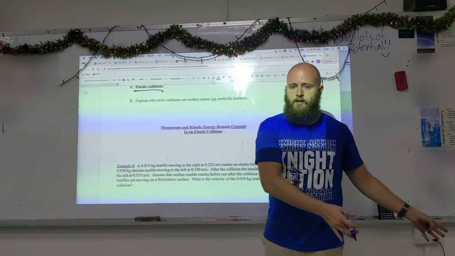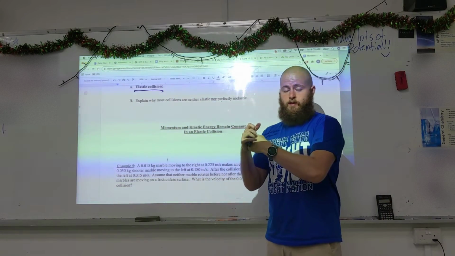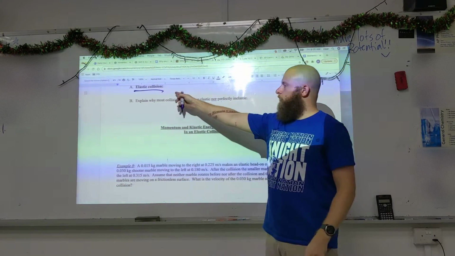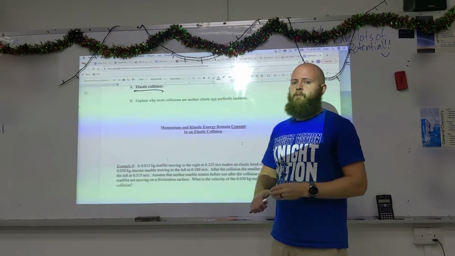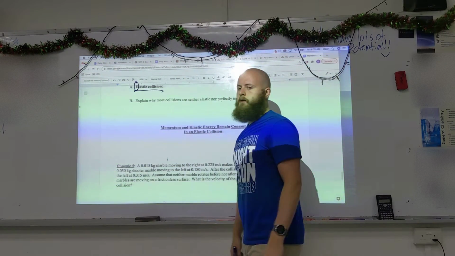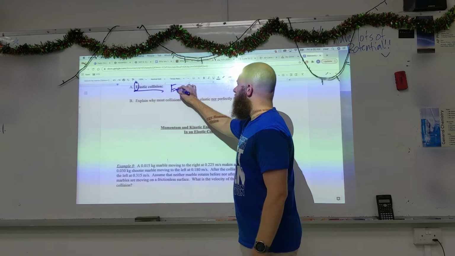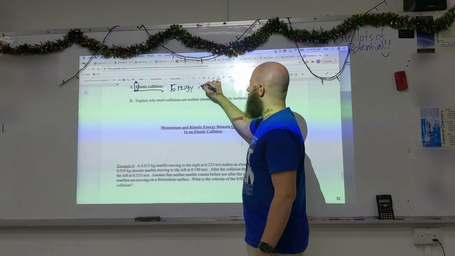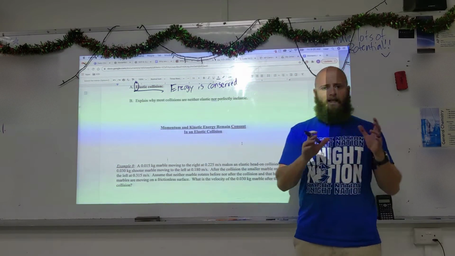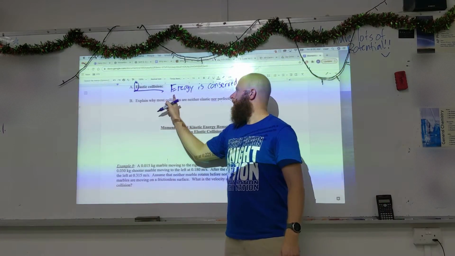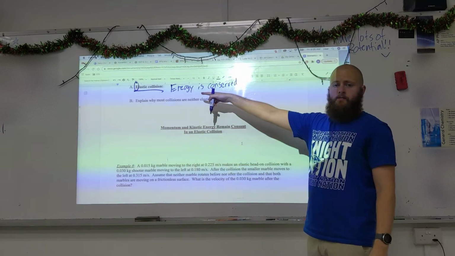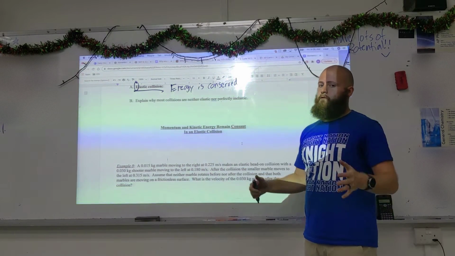So remember, in inelastic collisions, one object ends up inside of the other, so they stick together and become one object. For elastic collisions, it's something very different. For elastic, E, energy is conserved. Okay? Remember, E, energy, elastic: energy is conserved. So in these types of collisions, the energy is actually conserved.